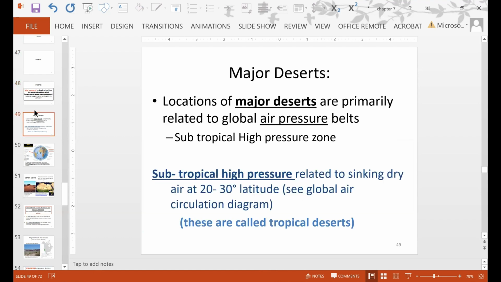Your major deserts are related to global air pressure belts, your subtropical high pressure zone. The subtropical high pressure is related to sinking dry air around 20 to 30 degrees latitude. And these are called your tropical deserts.